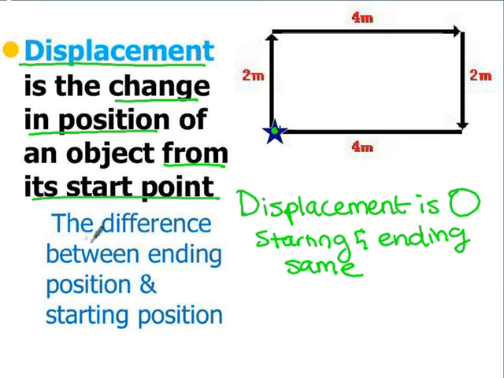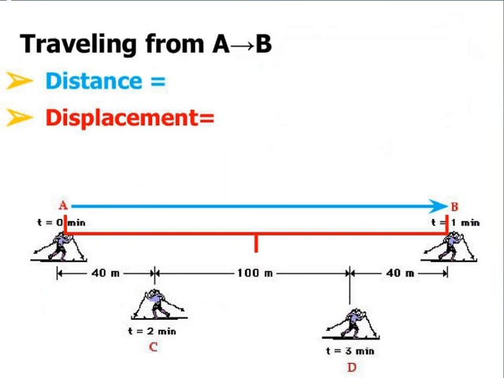So if we're going to break it down, it's the difference between the ending and starting position, how far you are from where you started. So distance would still be 12, but your displacement is 0 because you have not moved. So let's do another example.